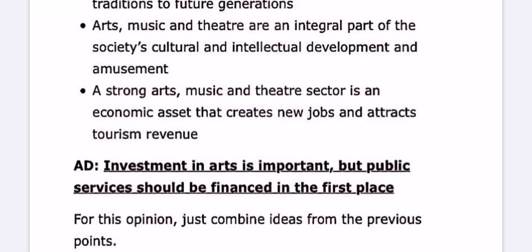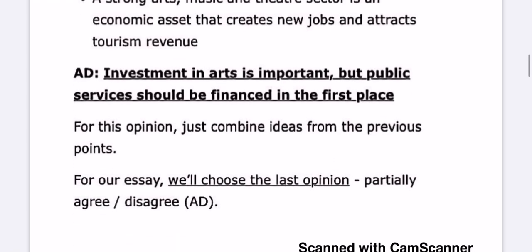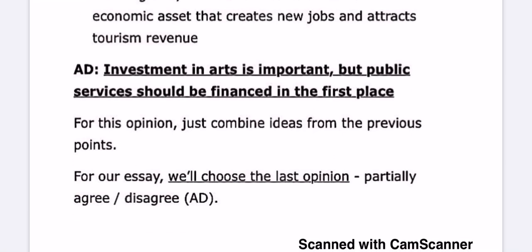But if I have to write, I'll follow this AD formula. On the one hand, I'll discuss whatever the writer is saying, that okay, that money should be spent on public services. And on the other hand, I'll be discussing the flip side of it, that okay, arts and music and theater are also equally important and need some expenditure support from the government.